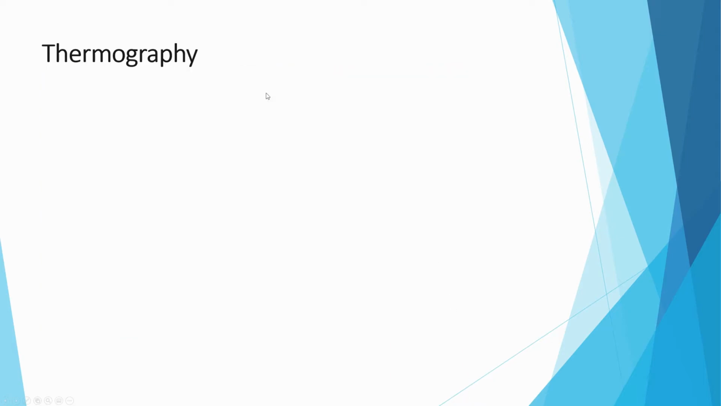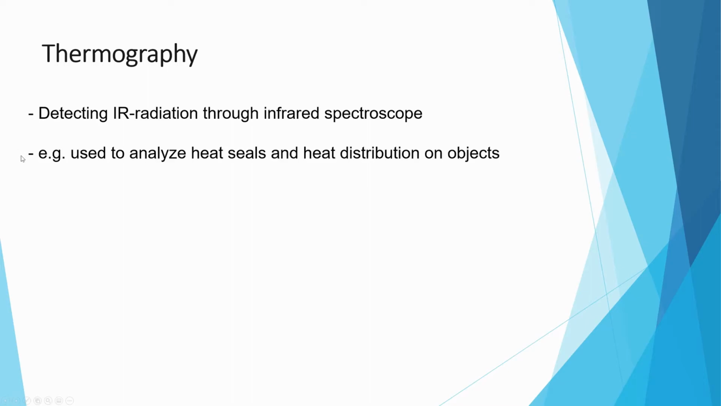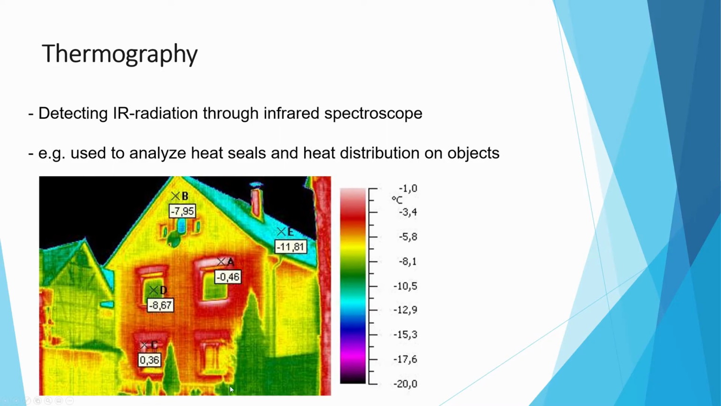Another usage of infrared is the thermography. It means to detect infrared radiation through an infrared spectroscope. The emitted intensity will be populated with pseudocolors to clarify in which areas the highest infrared emission occur and in which the lowest. This method is used to analyze heat seals and heat distributions. For example, the infrared image shows the heat sealing of a house. The darker the color, the less infrared is detected, and the better the sealing is. As you can see, the windows are quite heat permeable, while the roof is nearly completely sealed.